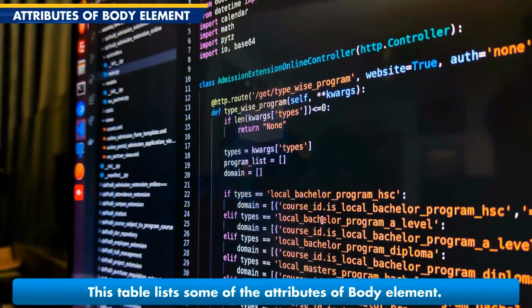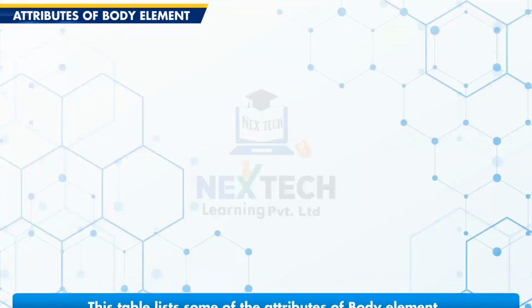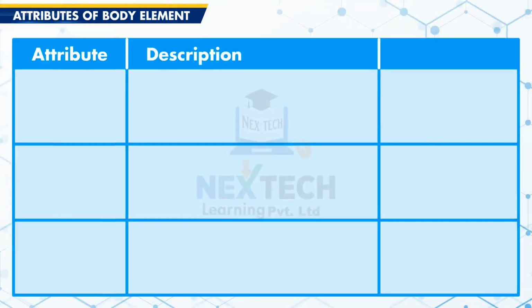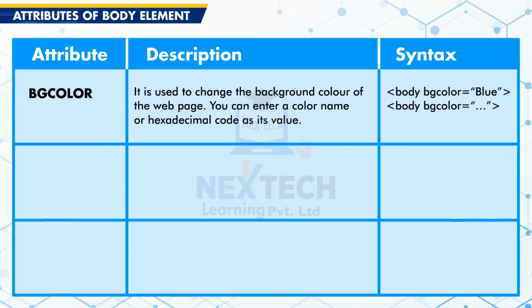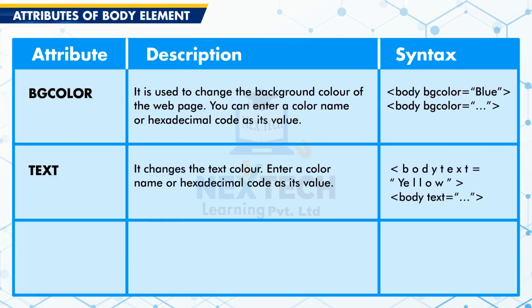This table lists some of the attributes of body element. Attribute, description, syntax. BGCOLOR. It is used to change the background color of the web page. You can enter a color name or hexadecimal code as its value. TEXT. It changes the text color. Enter a color name or hexadecimal code as its value.